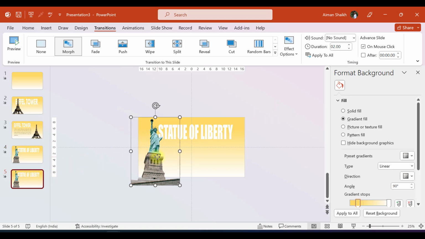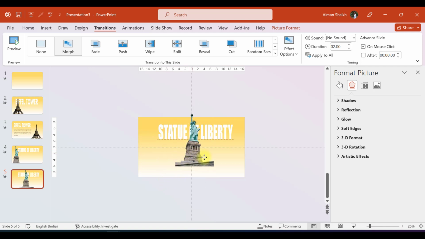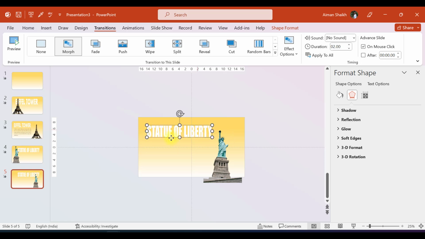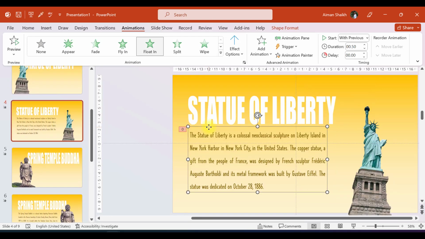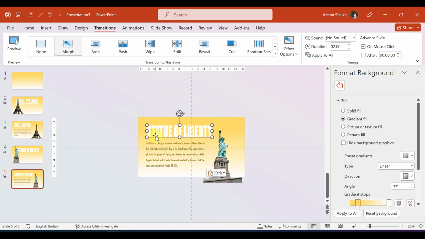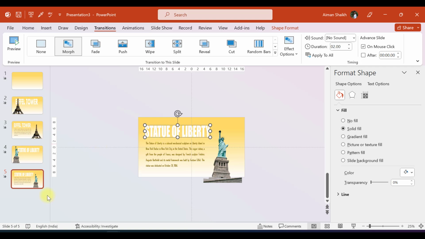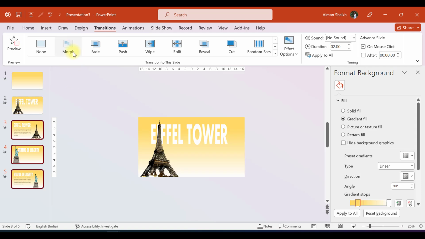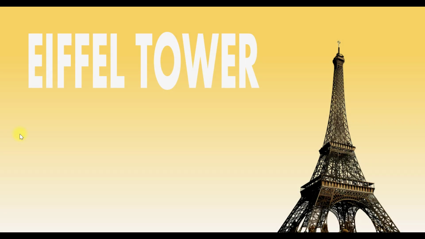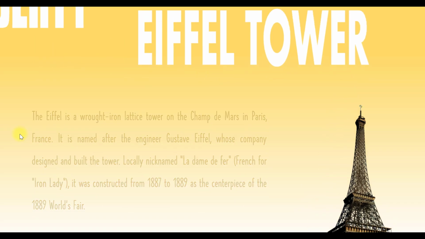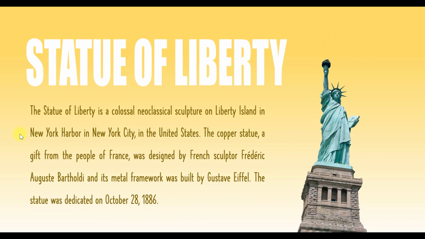Now in this fifth slide, let us have this Statue of Liberty a bit smaller, on the right side, and the heading on the left hand side, and the details. And in all of these, we'll apply the Morph transition. So let us see now what has been done till now. After this Eiffel Tower detail, the Eiffel Tower will move downward and the Statue of Liberty will come up. And then after this transition, the Statue of Liberty will move to the right hand side and the details will come up. Perfect.